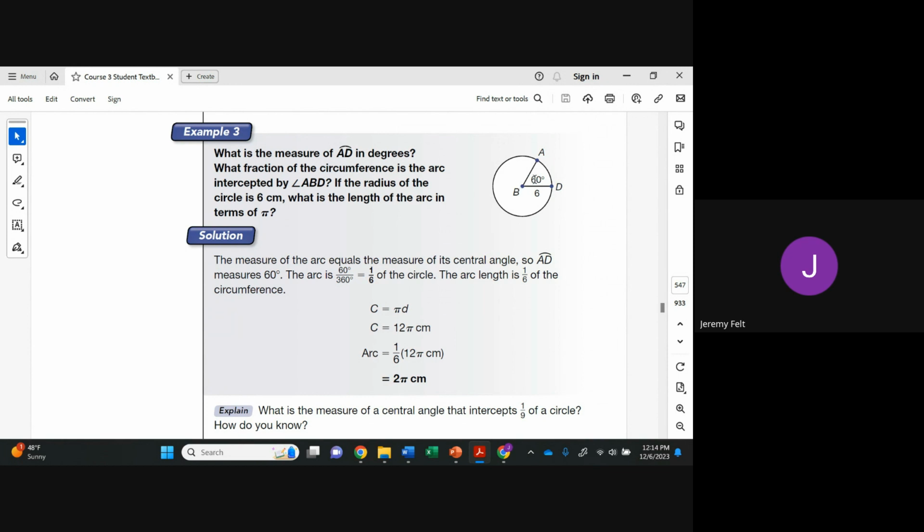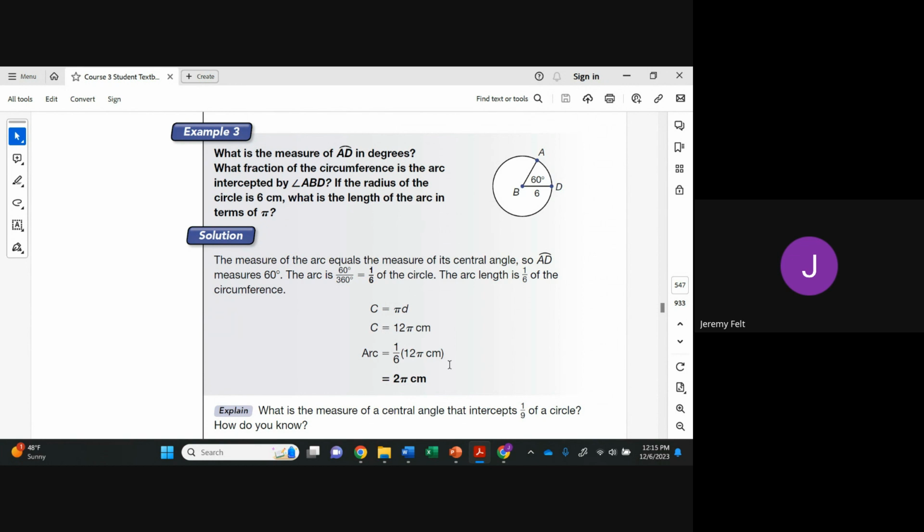So 60 degrees, 60 divided by 360, this is 1/6 of our circle. The circumference is 2 pi r, or pi times the diameter. If the radius is 6, the diameter is 12, so 12 times pi, or 12 pi. 1/6 times that, 1/6 times 12 gives us 2, and we still have pi, so 2 pi centimeters. So it's just one added step to what we already know about circles.